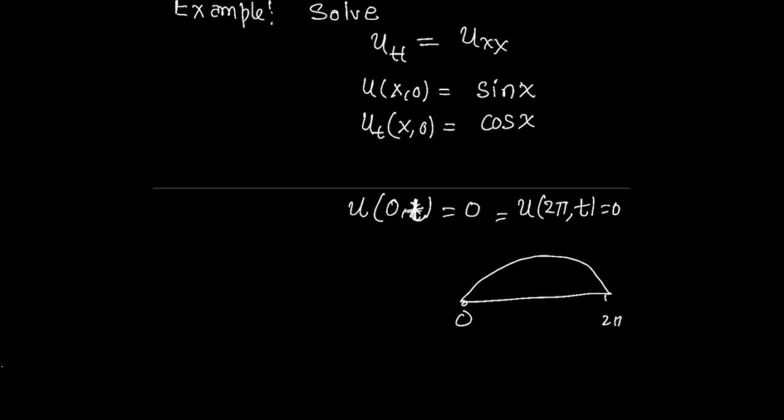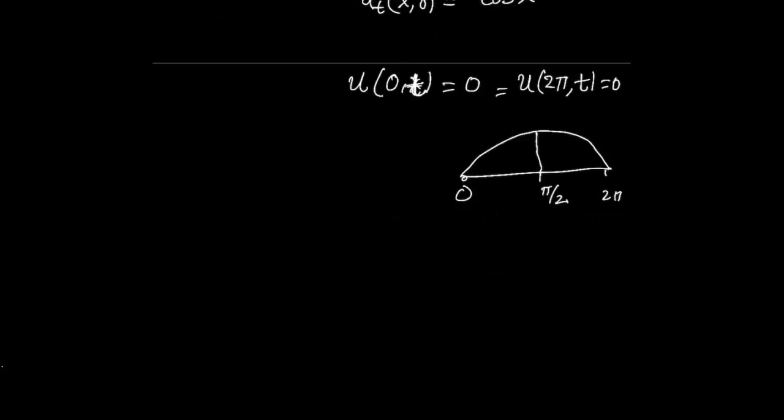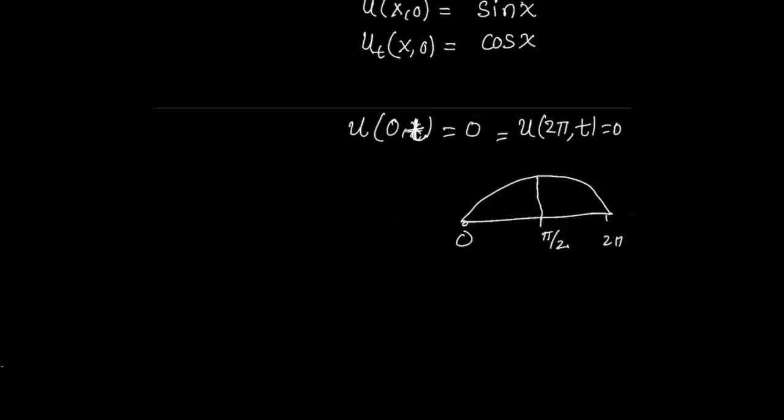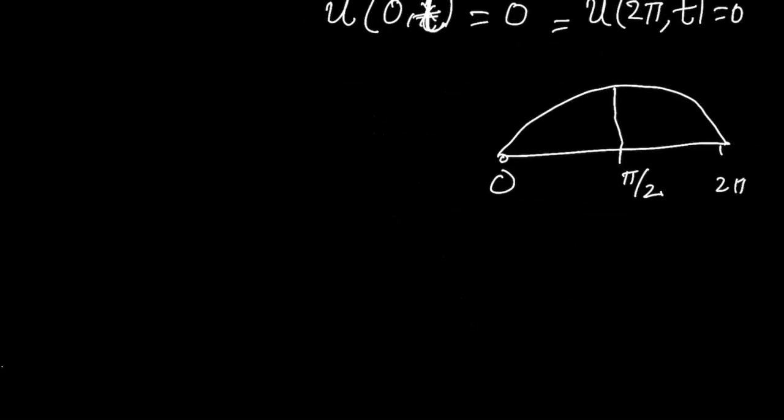Sine pi by 2 is 1, so somewhere here is pi by 2. That's 1. So that's how you pull it and you release it. Okay, let's see what the solution will be in this case.